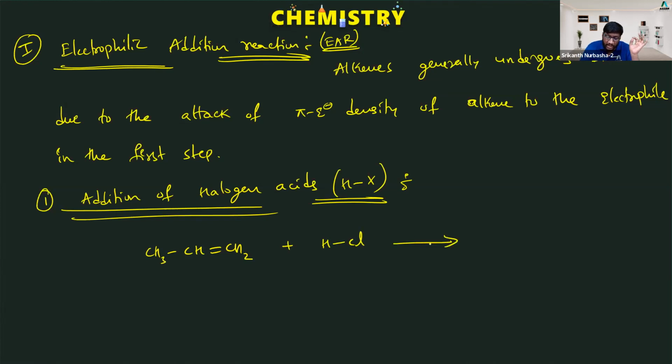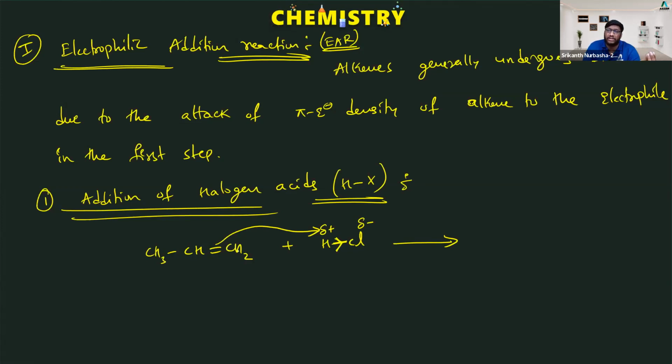In the first stage, the pi electron density of CH double bond CH2 is going to be attacking the electrophile. What is the electrophile in this scenario? HCl. The sigma electron density present between hydrogen and chlorine will be moving towards chlorine. Sigma electron density moving towards chlorine means developing partial negative on chlorine, partial positive on hydrogen. So can I say the pi electron density of alkene attacks the H plus? As soon as it does, there are two possibilities. You can generate a positive charge on the middle carbon or the terminal carbon.